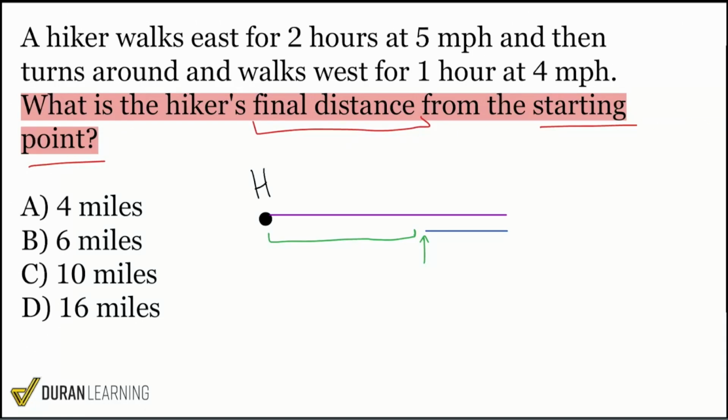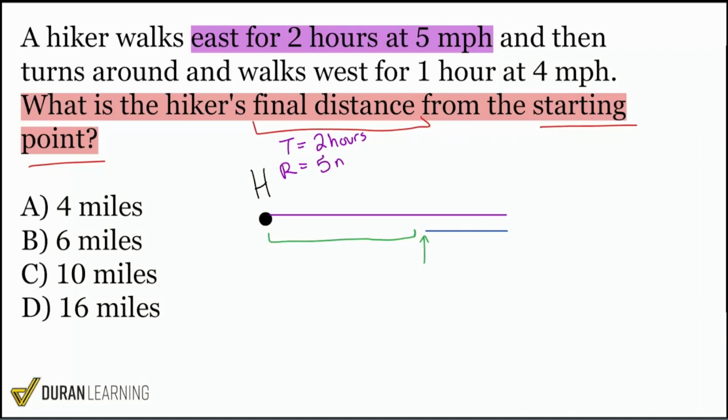Here we go. For the first part, traveling east, we see that our hiker over here, let me use purple. Let me grab that. East for 2 hours at 5 miles an hour. So we have the time being 2 hours, the rate being 5 miles an hour.